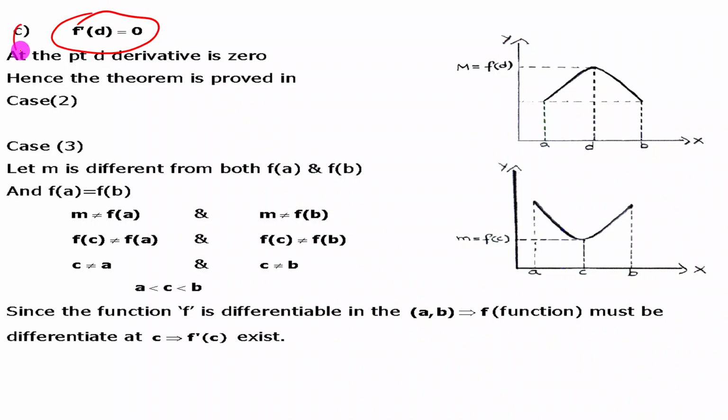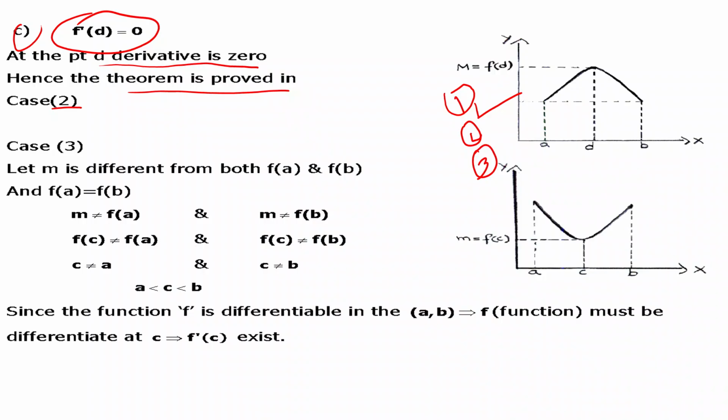Therefore the third one, you can see in this graph at the point d the derivative is 0, hence the theorem is proved in case 2 because in this case all three conditions are satisfied, that is 1, 2 and 3. Both three conditions are satisfied.